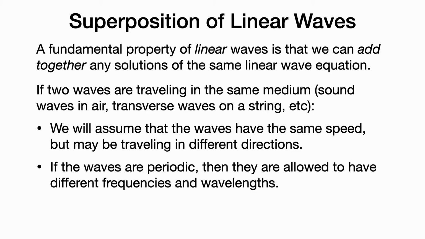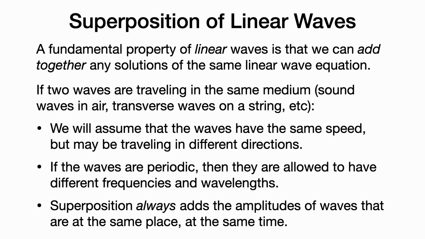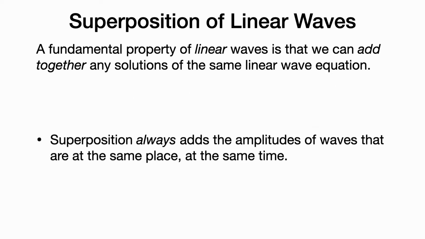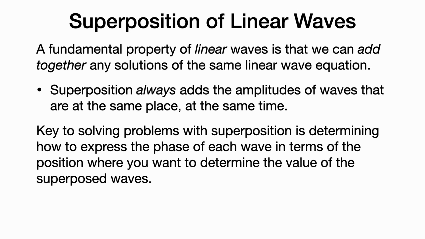If the waves are periodic, then they are allowed to have different frequencies and wavelengths. Superposition always adds the amplitudes of waves that are at the same place at the same time. Key to solving problems with superposition is determining how to express the phase of each wave in terms of the position where you want to determine the value of the superposed waves.